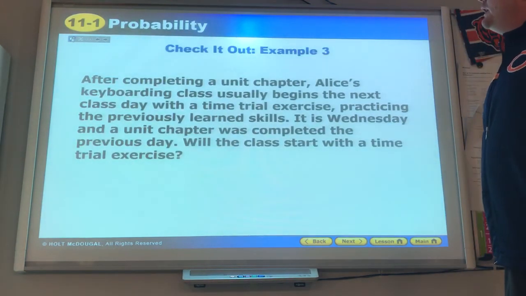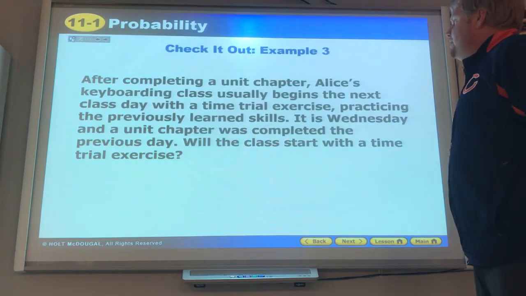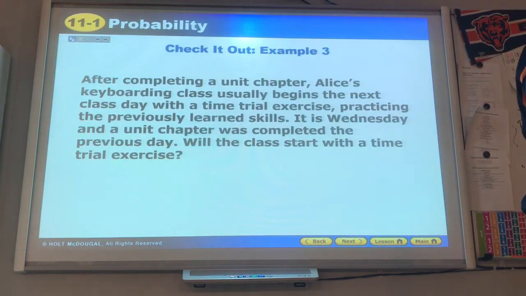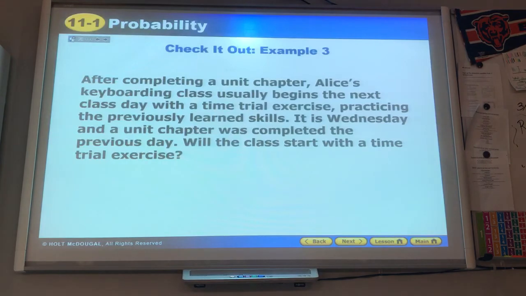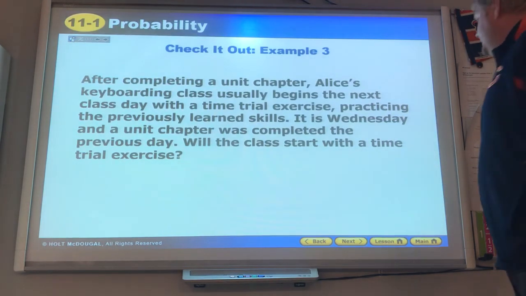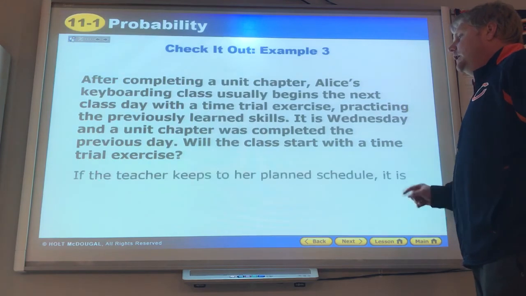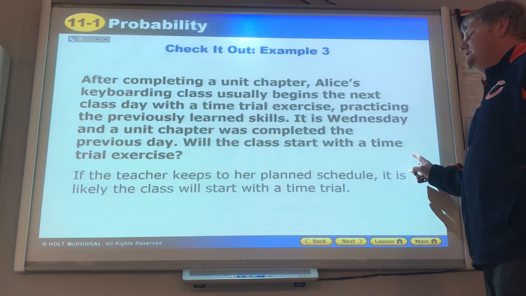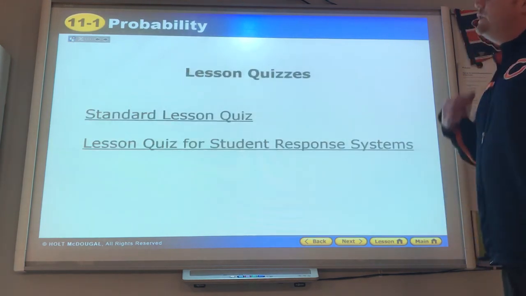All right. After completing a unit chapter, Alice's keyboard instructor usually begins the next class with a time trial exercise, practicing the previous skills learned. It is Wednesday and a unit chapter was completed the previous day. Will the class start the time trial exercise? The teacher keeps to her plan and schedule. It is likely they will do that.